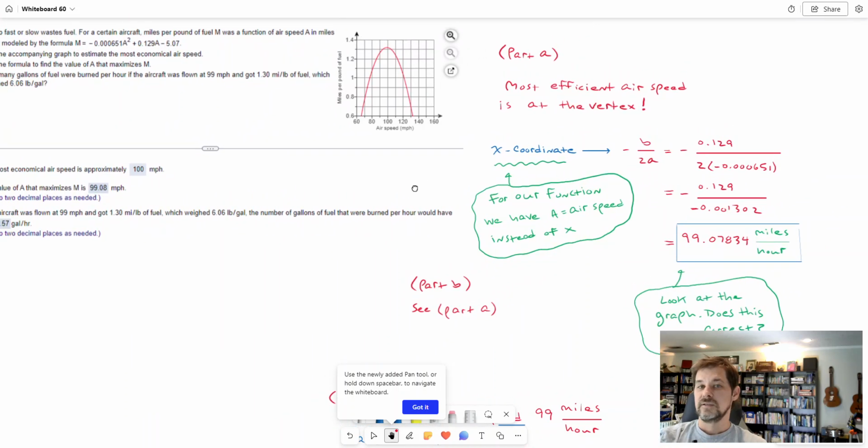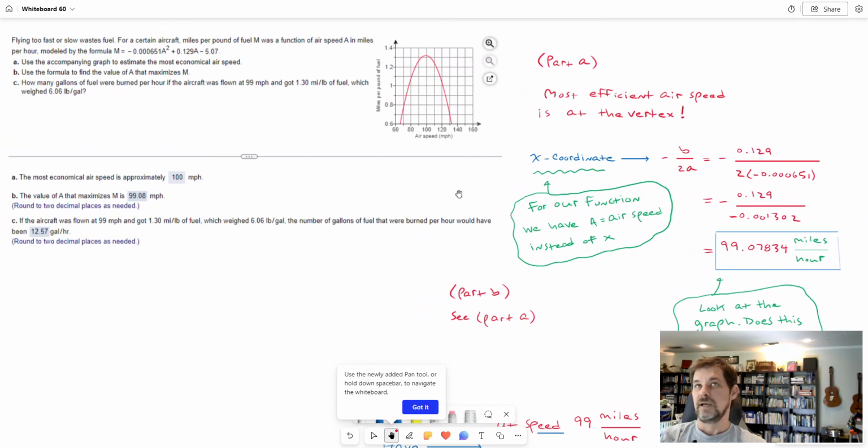Okay, so that's how we can have two different tactics for finding the most economical, the most efficient airspeed, based on either looking at the graph or doing our calculations, all considering that this is a quadratic function. It's a parabola, and all the formulas we learned about for parabolas apply to it.